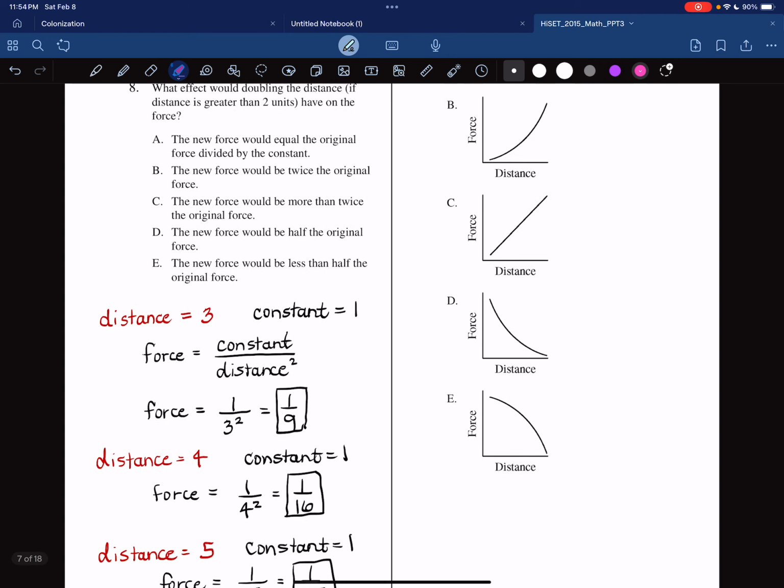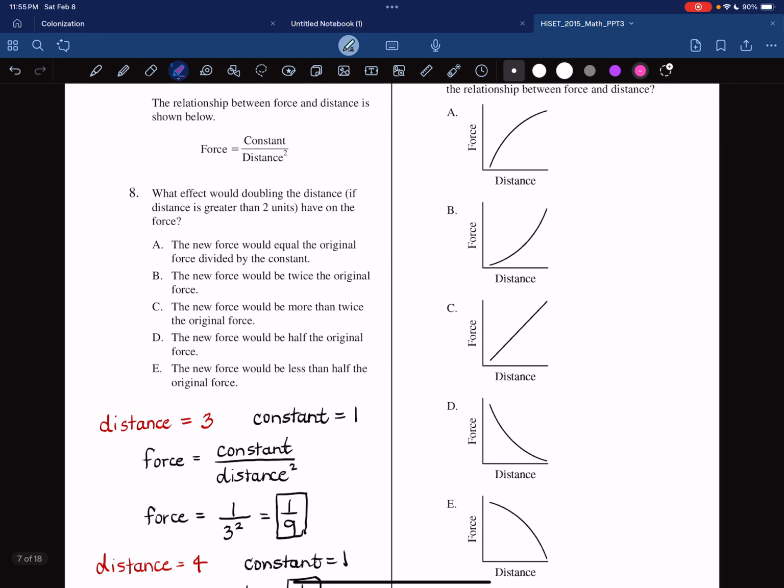All right, let's look at our choices. The force would be equal to the original force divided by the constant. No, it's not equal. The force gets smaller. The force would be twice or 2 times the original force. It's not going to double, it's getting smaller. The new force would be more than double the original force. No, it's getting smaller.